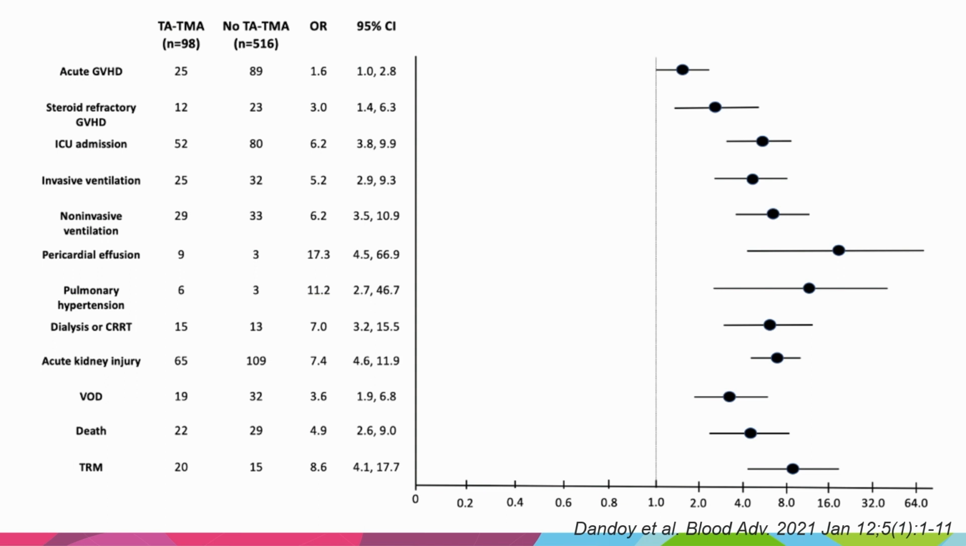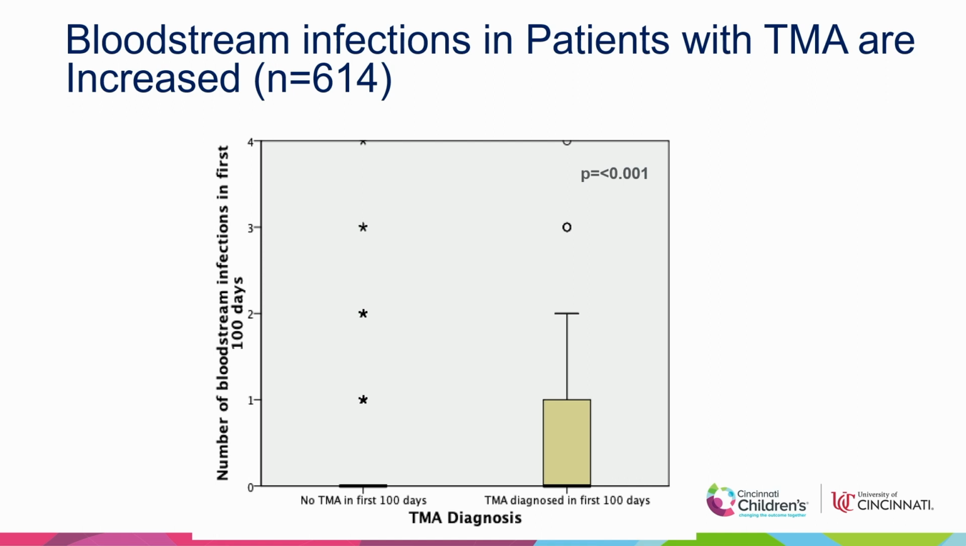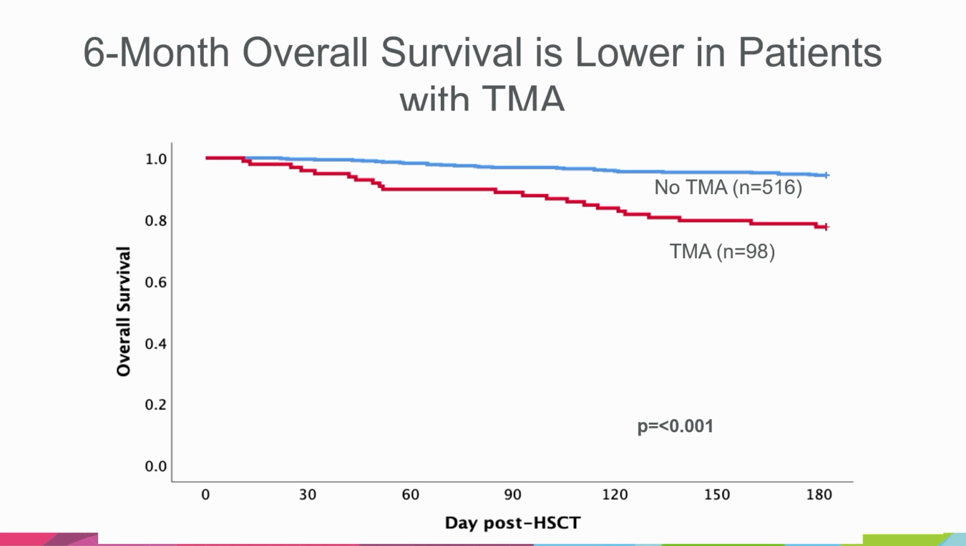And then when we looked at odds ratios, these are all poor outcomes, and the odds ratios are all over to the right-hand side of the one, including transplant-related mortality and death. And we looked at other things. So ICU days, hospitalization and ICU days in the first 100 days post-transplant are much higher. So if you get TMA, you're going to be in the hospital about 70 days versus those without it had hospitalizations of 40 days. And the same thing with ICU, much, much higher. And the same thing with bloodstream infections, much higher. And then 6-month overall survival is much lower. So TMA is bad.